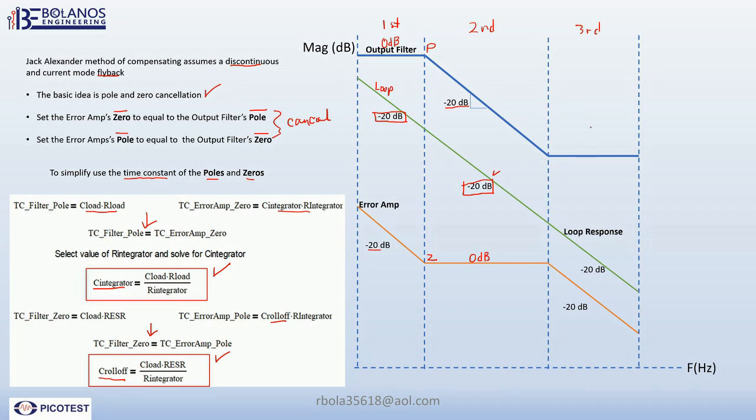Likewise, we go to the third. Now we have 0 dB, and we add it to the -20 dB of your error amp, and you end up with -20 dB. So this is what you want. You want a straight line where the poles cancel. Okay, so this is Jack's method of basically pole and 0 cancellation. So it makes the setting of the loop fairly easy.